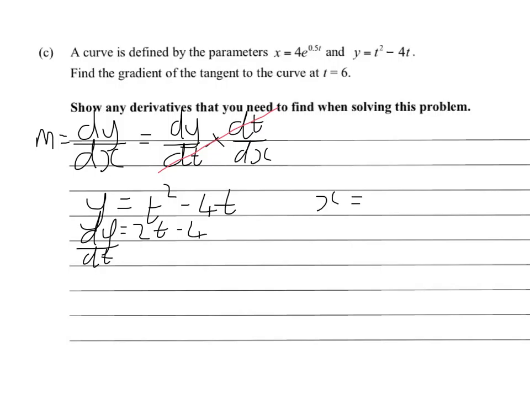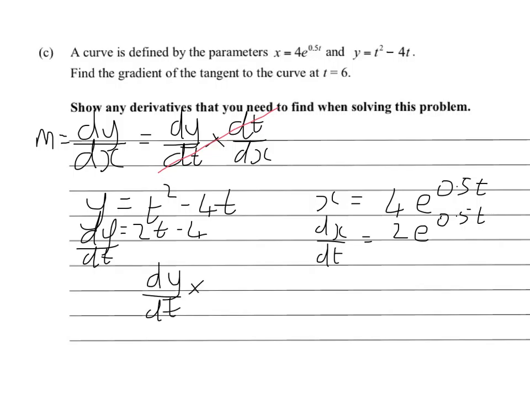x we've been told is equal to 4e to the 0.5t. So if I do dx/dt, 0.5 times 4 gives me 2e to the 0.5t. Okay. Now the main goal is to do dy/dt times dt/dx.